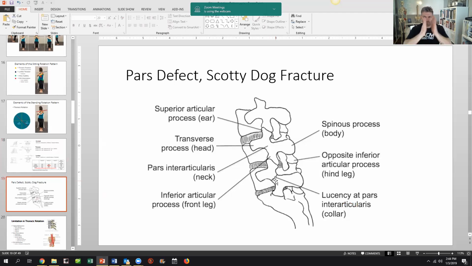The lumbar spine likes to go into flexion extension. Lack of rotation from the hips, lack of rotation from the thoracic spine contributes to more rotation of the lumbar spine, and this is where some of these problems can come and manifest.